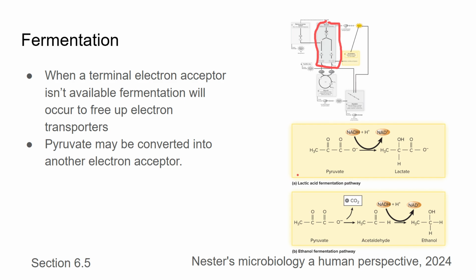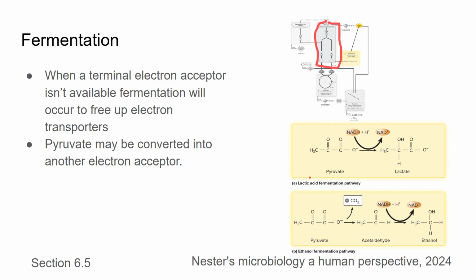So two major pathways we have with fermentation are lactic acid fermentation, which is what we do as humans, and then we also have ethanol fermentation, which is what makes alcohol. So basically what's happening is pyruvate is gaining an electron, so it becomes lactate. Or pyruvate is going to be converted to acetaldehyde, and then into ethanol.